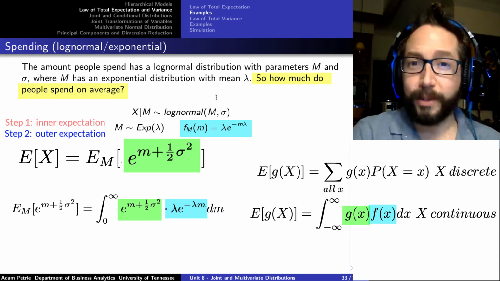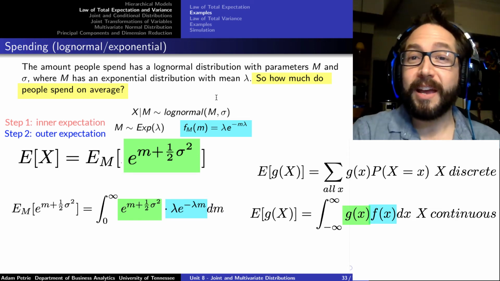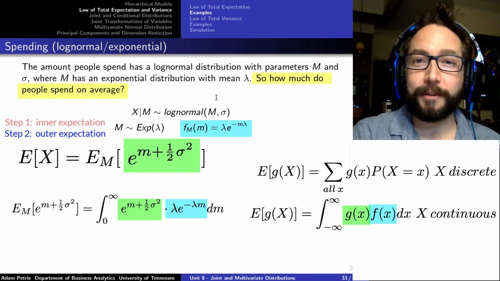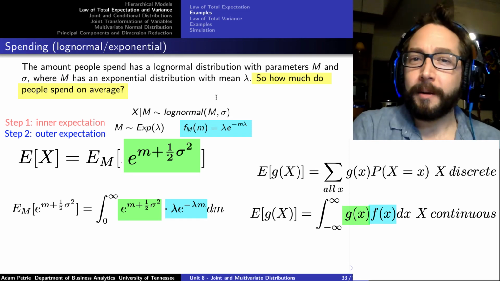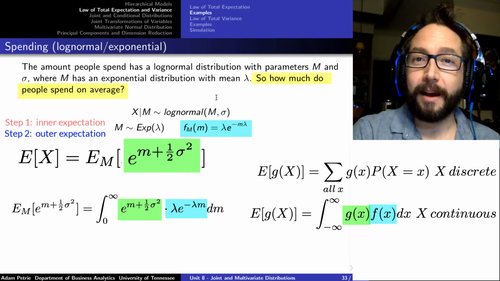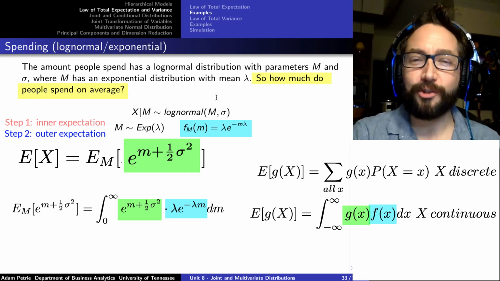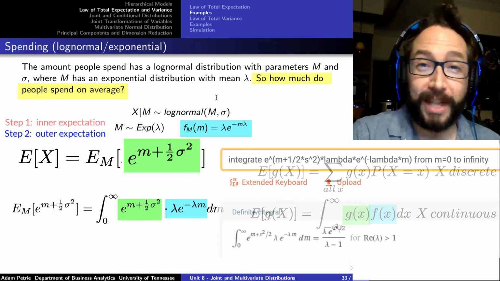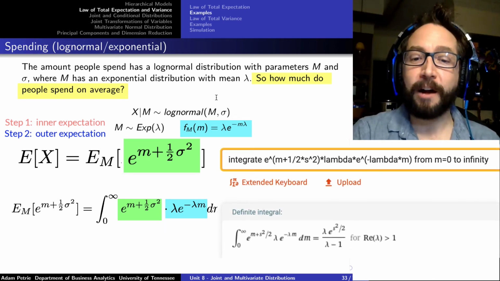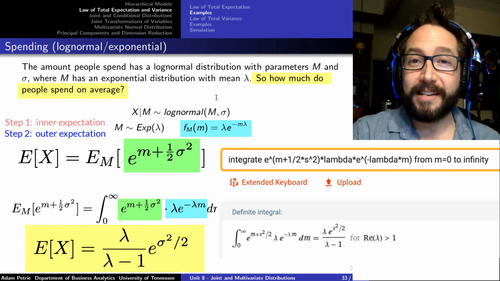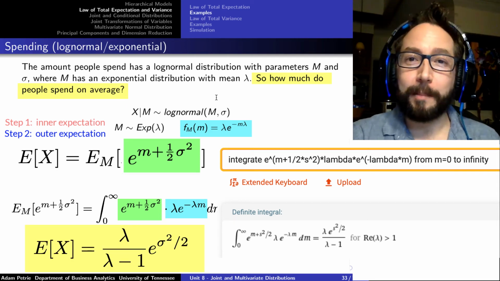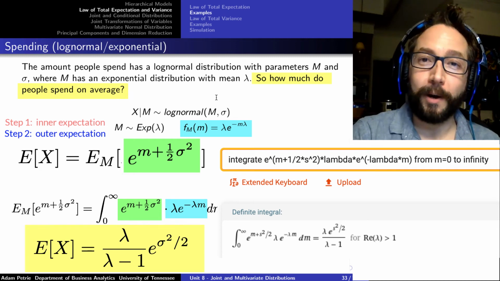So if I want to know what's the expected value of the function e raised to the m plus sigma squared over 2 power, I take that formula, multiply that by the formula of the PDF of the exponential distribution that's describing the random nature of that m parameter. I throw that into Wolfram Alpha and say, all right, help me out. And Wolfram Alpha says, okay, well, it looks like the answer is e to the sigma squared over 2 times lambda over lambda minus 1.